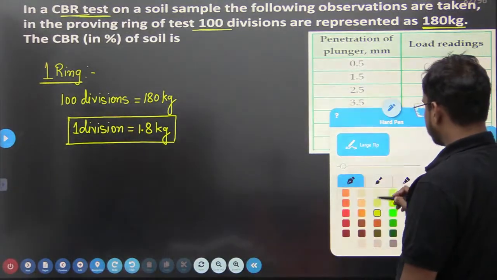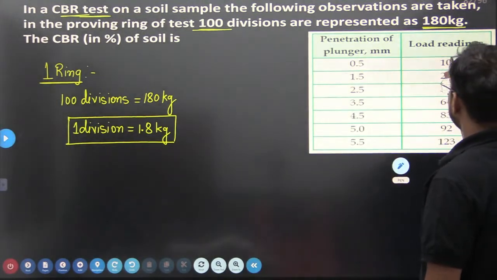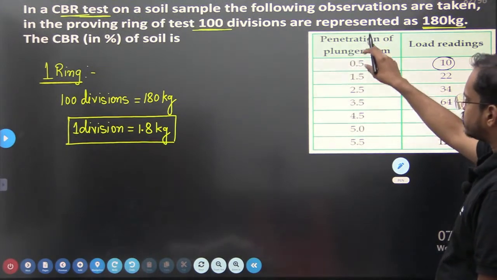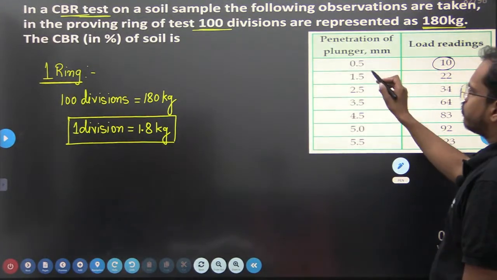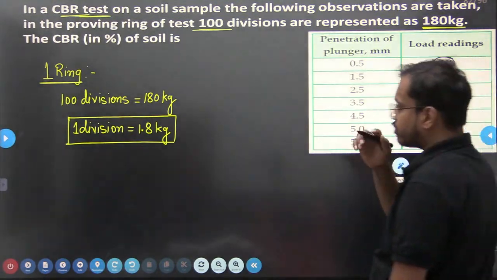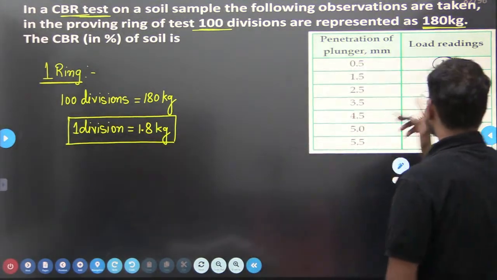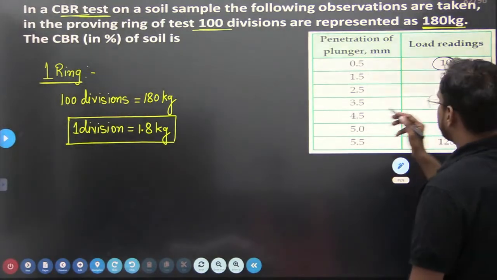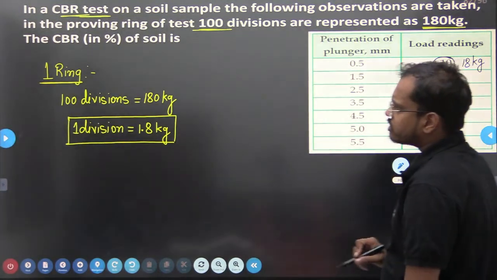If I talk about 0.5 mm penetration of the plunger in mm, it is given in the problem, and the load reading is already given. For 0.5 mm penetration, the load reading is 10, that means 10 divisions, and one division is equal to 1.8 kg, so 1.8 multiplied by 10 is 18 kg. Am I right? The question is, what is the value of CBR percent?